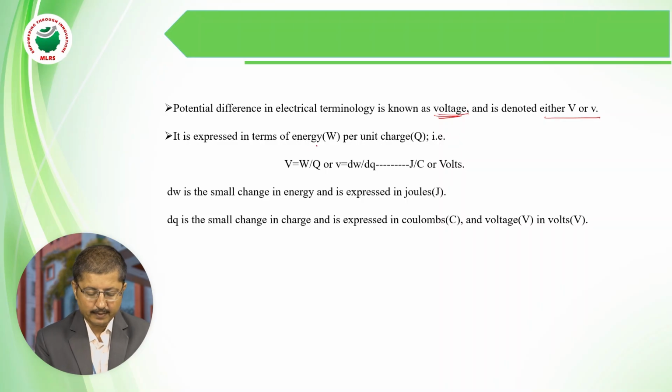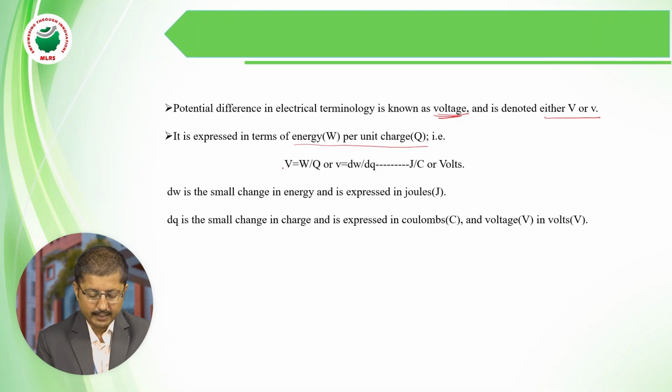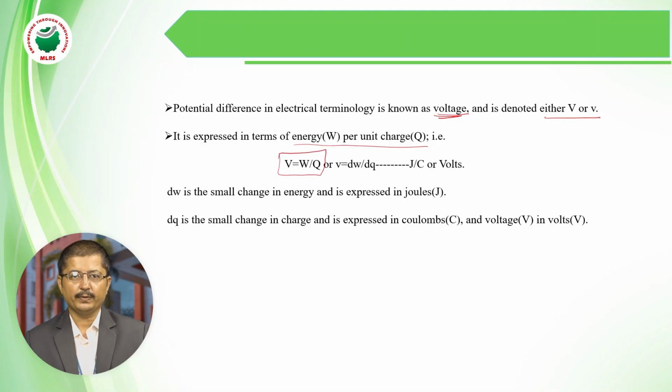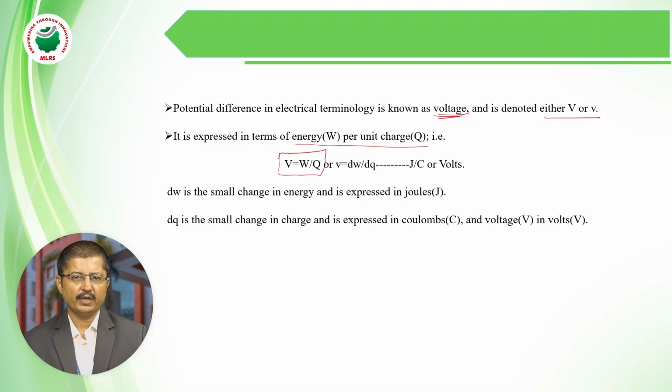It is expressed in terms of energy per unit charge. So the voltage we can express as V equals W by Q. That means the amount of energy required to move the charge from one place to another place is what we call voltage. Voltage is nothing but the amount of energy required to move the charge from one place to another.